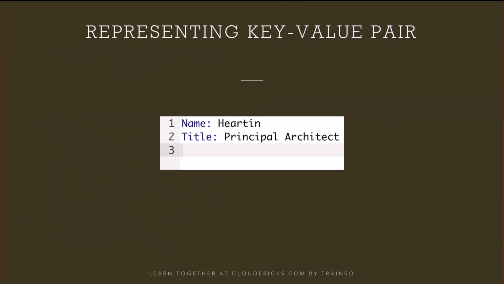So first, let us see how we can represent a key value pair in YAML. It is very straightforward. You have name, colon, value. So here the first element is name and its value is Hartin. Second is title and its value is principal architect.